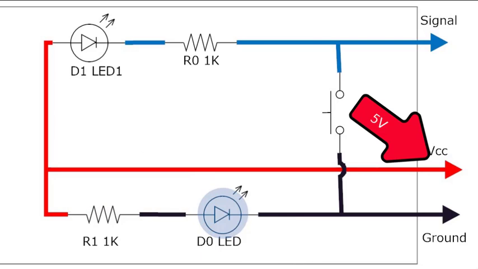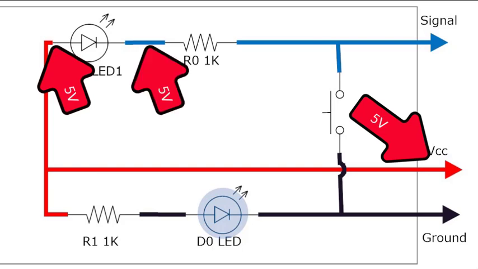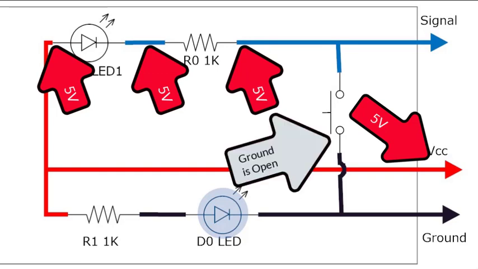Now let's take a look at the signal side. So notice that D1 is also connected to VCC. If we were to measure at that point, we would see that there is 5 volts available. After D1, because there is no ground circuit, we would find the same 5 volts at R0, and then after R0 would also be 5 volts. Because there's no current flowing through this circuit, the voltage is not dropping across each of these load devices.